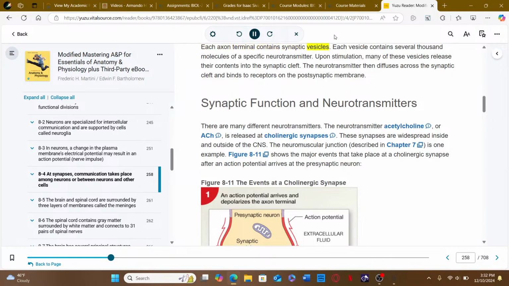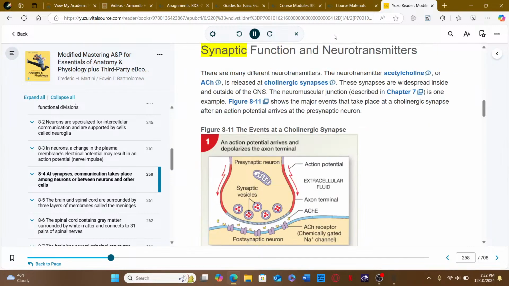Each axon terminal contains synaptic vesicles. Each vesicle contains several thousand molecules of a specific neurotransmitter. Upon stimulation, many of these vesicles release their contents into the synaptic cleft. The neurotransmitter then diffuses across the synaptic cleft and binds to receptors on the postsynaptic membrane.